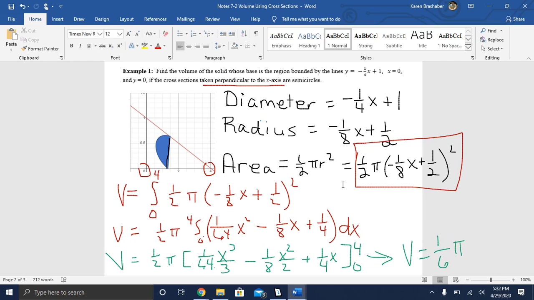Now, one thing that I want to see if I can get in before this video is up, we could ask you to do this same problem, but do a different cross section. So if I asked you to do cross sections that are squares, one nice thing is you already know an important piece of information because the length of a side of a square would be the same as the diameter that I've got shown. And the area of a square is just that side times itself.